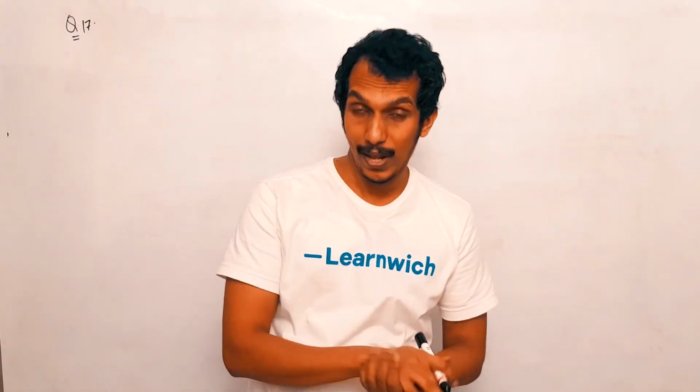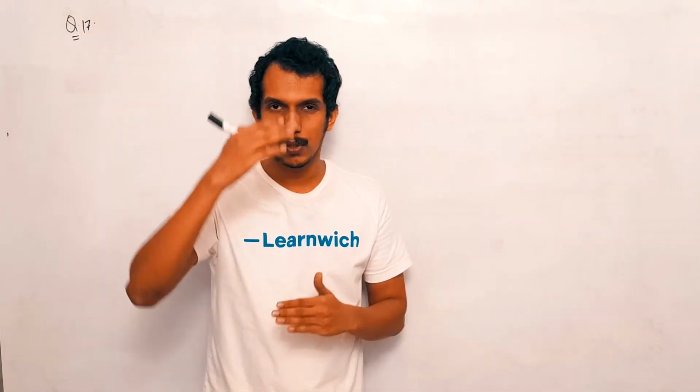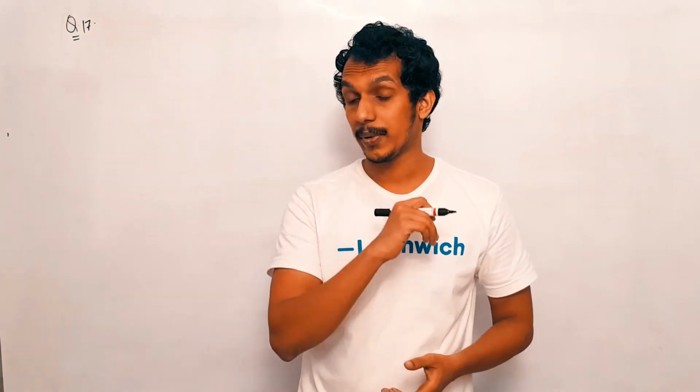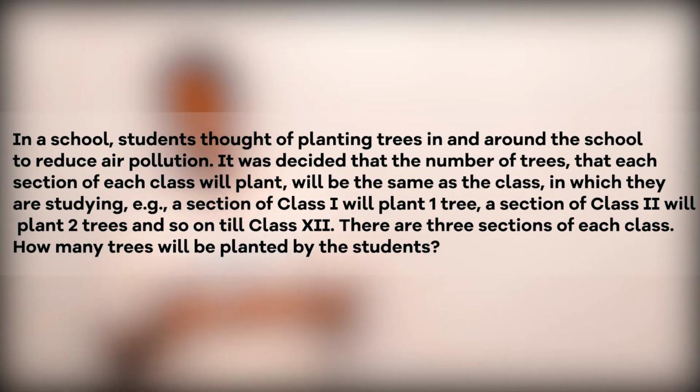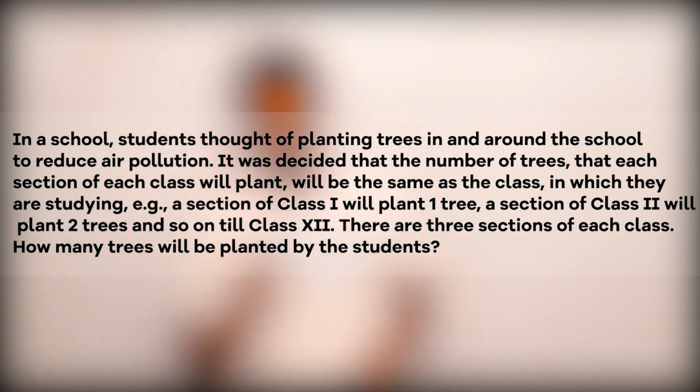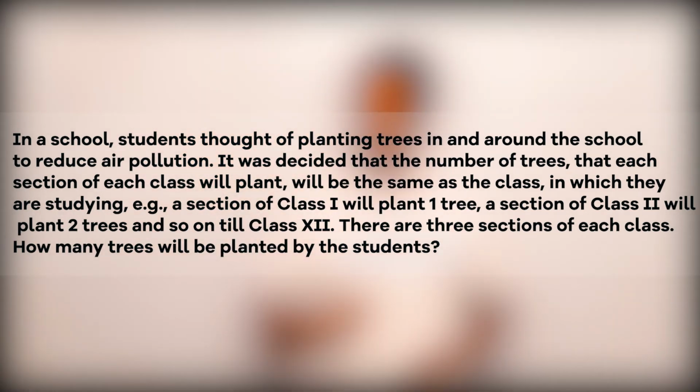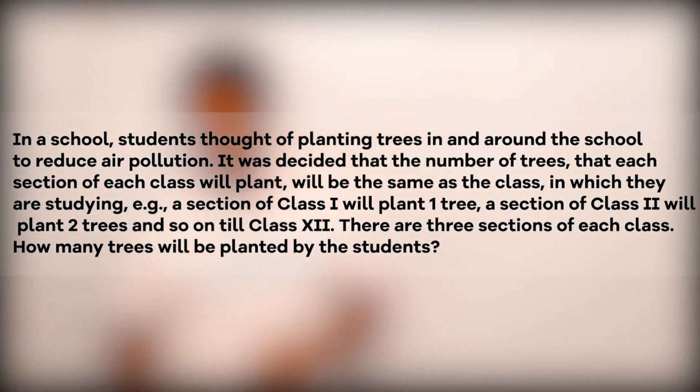Let's read the 12th question. It seems to be a very huge question, but it's a very simple question. In a school, students thought of planting trees in and around the school to reduce air pollution. That's a very good decision. It was decided that the number of trees that each section of each class will plant will be the same as the class in which they are studying. For example, each section of class 1 will plant 1 tree, section of class 2 will plant 2 trees, and so on. That just made the question very easy. And there are 3 sections of each class. How many trees will be planted by the students?